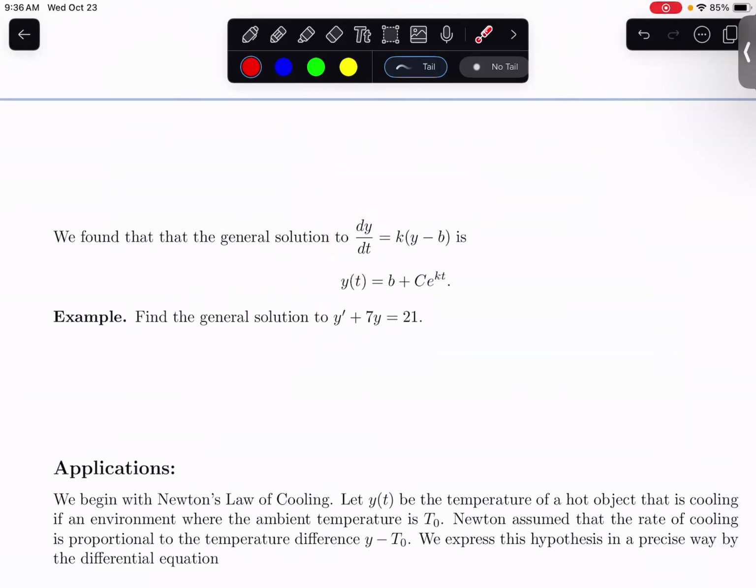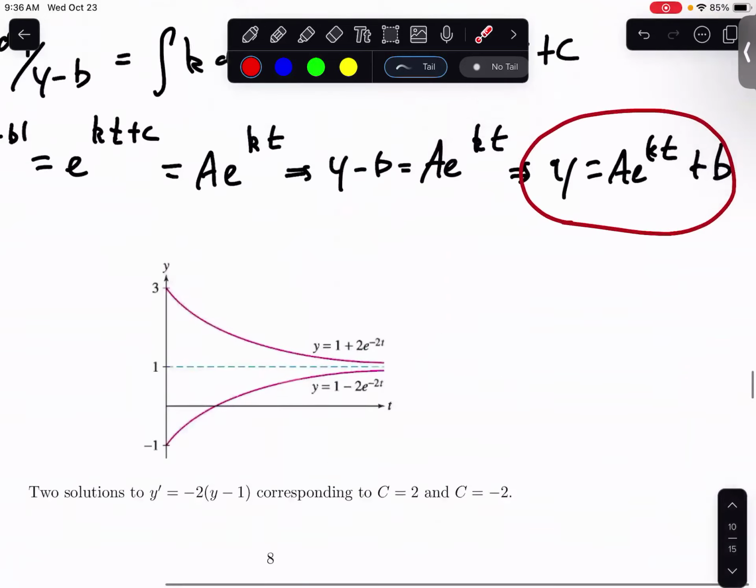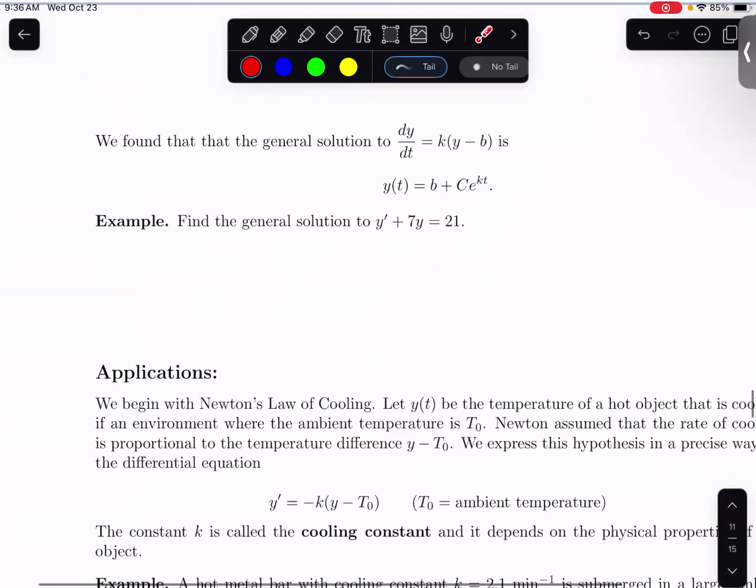is given by y sub t is equal to b plus c times e to the kt. I guess I wrote the constant as a. They write it as c. So it's the same thing. You're multiplying by some constant, right? And so now if we want to find the general solution, we have the following differential equation.